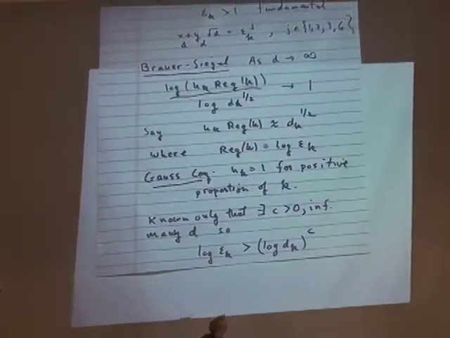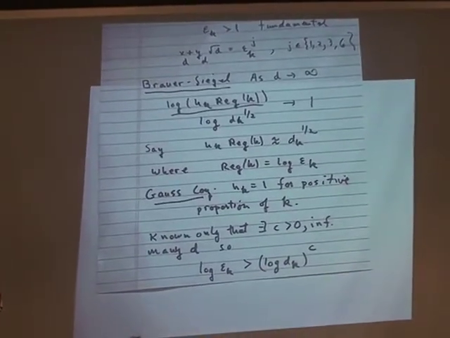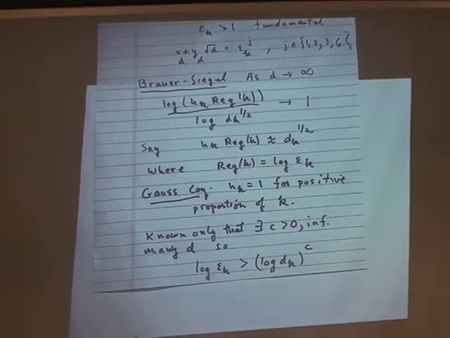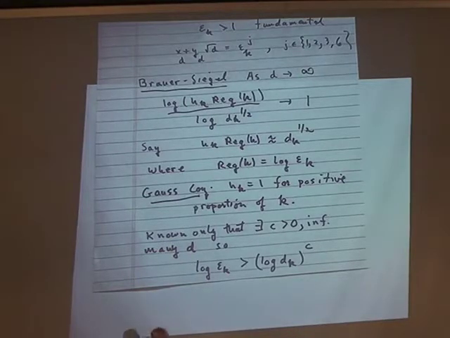There is some constant bigger than 0, so there's infinitely many positive square free integers d, so the log of the fundamental unit is at least that power of the log of the discriminant. And there's some arguments about what's this best C. A little bit of controversy in the literature, but that seems to be what people can do.